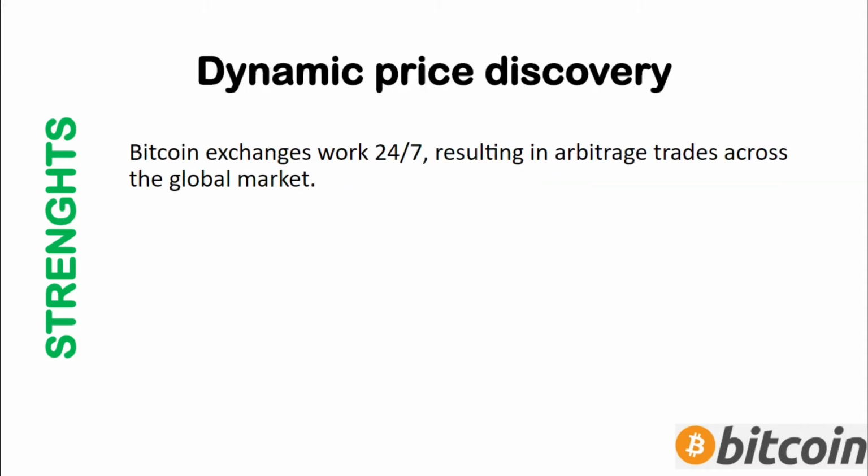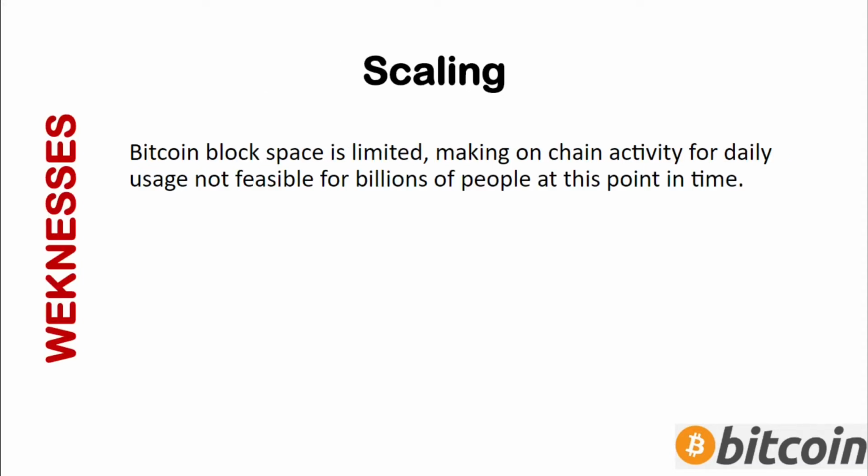Dynamic price discovery helps us to see a real price in different currencies around the world. So now some weaknesses. So scaling is definitely a major problem for the main Bitcoin network, because at this particular moment in time, it is very difficult to facilitate millions of transactions on the main Bitcoin network, because the space of the block is only 1 megabyte.